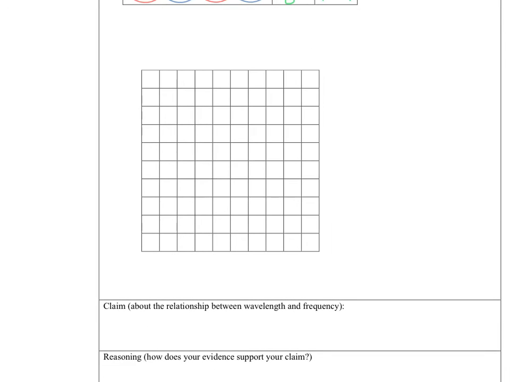Then I asked you to plot the two. It didn't matter which one you put on which axis. Let's just say frequency was here and wavelength was here. Again, it doesn't really matter which one you did where. You get the same shape. You should have got a nice inverse relationship that looks something like that.